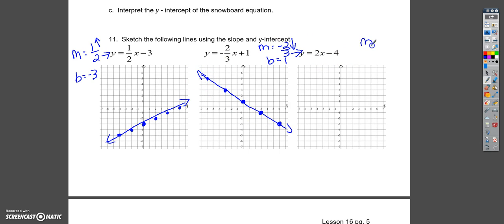This one has a slope of 2, let's make it a fraction, and a y-intercept of -4. So this means we're going to go up 2 and right 1. But we're going to start at -4. So up 2, right 1. We can go the other way, down 2 and left 1. We can draw our line.